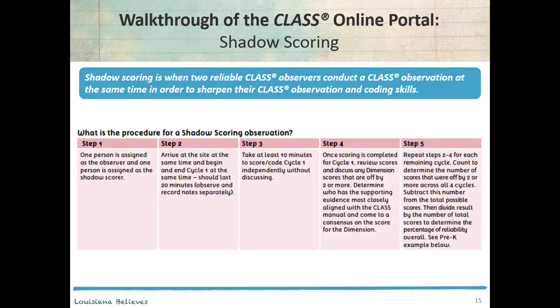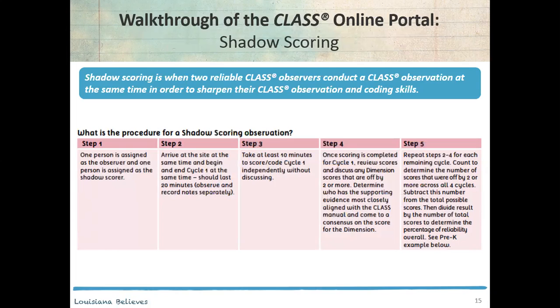Step 3, you want to independently take at least 10 minutes to score and code each of the cycles. Again, we're not discussing at this point. You want to come to these scores independently. And then step 4 is when you come together and discuss your dimension scores and identify which ones are 2 or more off from each other.